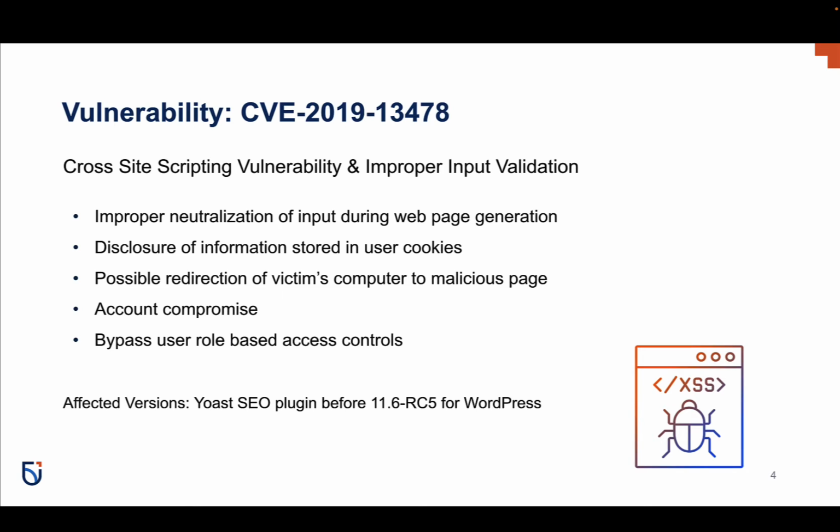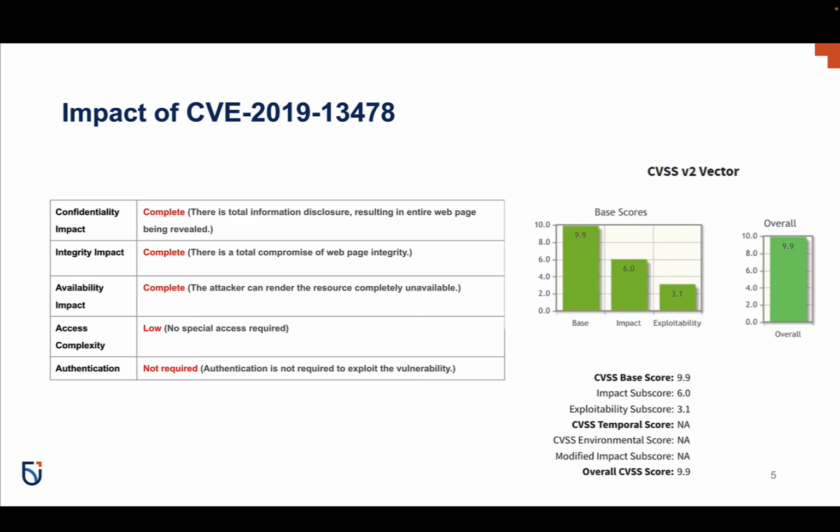Basically, it means if I was a user of a website, I could escalate my privilege to an admin of that website. Affected versions of the Yoast SEO plugin are anything that was built before 11.6-RC5 for WordPress. So in RC5, they released a patch for this vulnerability.